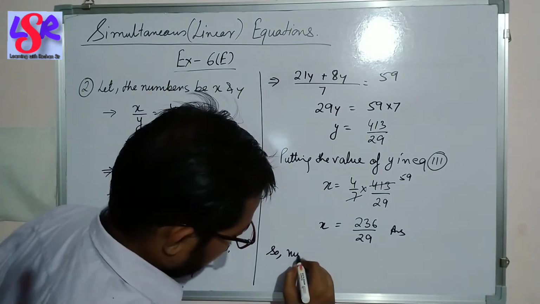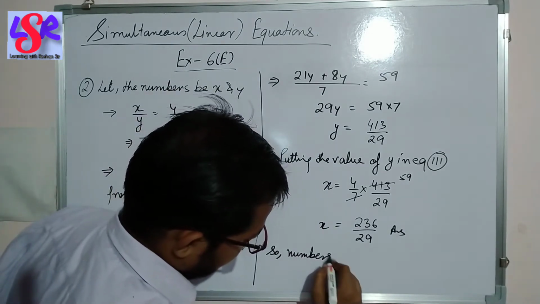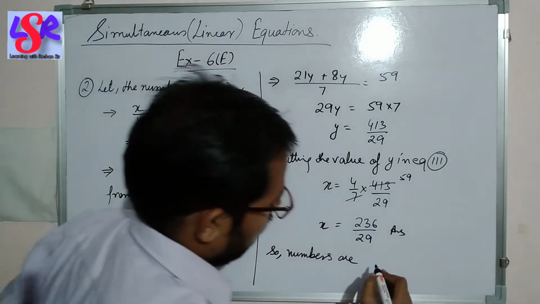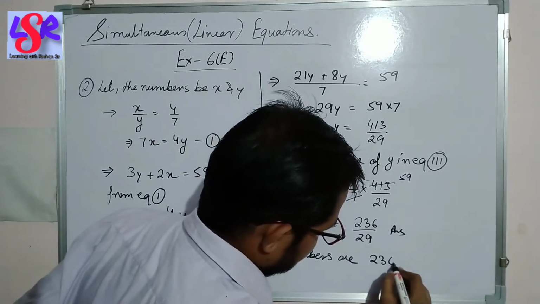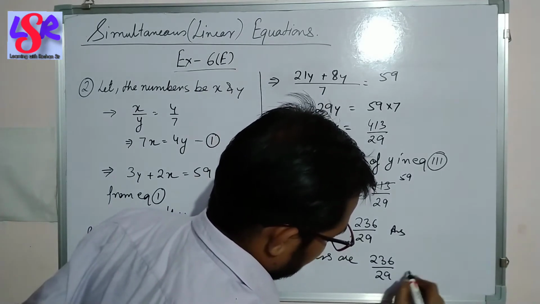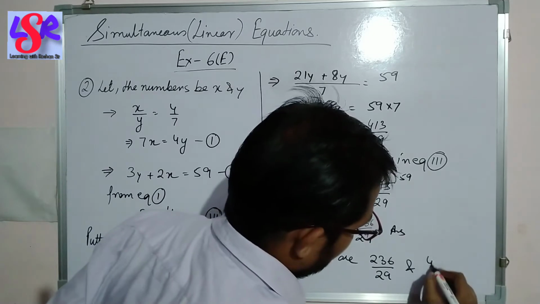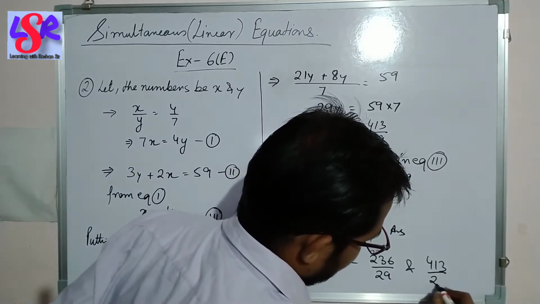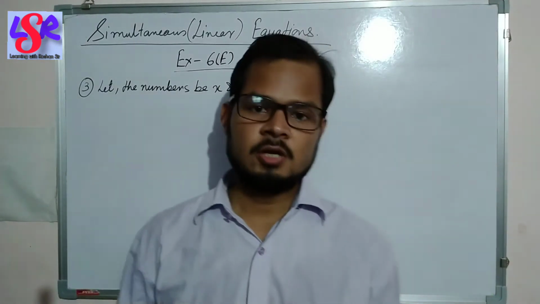So numbers are 236 upon 29 and 413 upon 29. Now let's do question number 3.